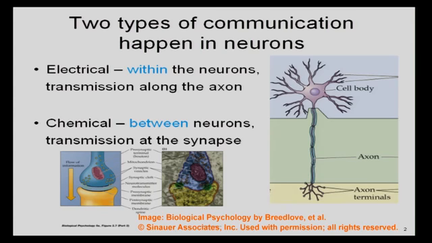Okay, here we go. Okay, so electrical happening all through here, from the dendrites all the way down, and then chemical from the axon terminals to the postsynaptic terminals on the next cell right here.